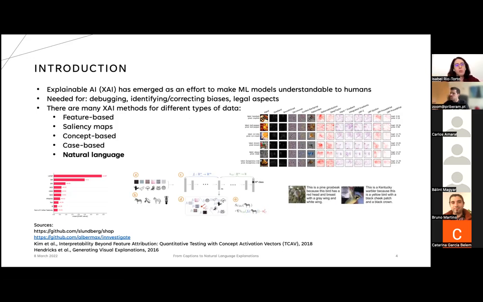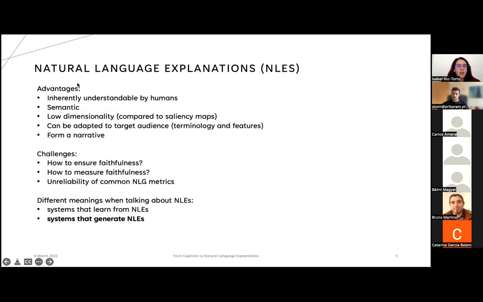But in more recent years, natural language explanations like these ones here are also starting to become a bit more explored. This also has to do with the fact that natural language explanations are inherently understandable by humans. We can understand a text, and sometimes, for example, with saliency maps, it's not easy, given their dimensionality as well, to understand what the maps are telling us.